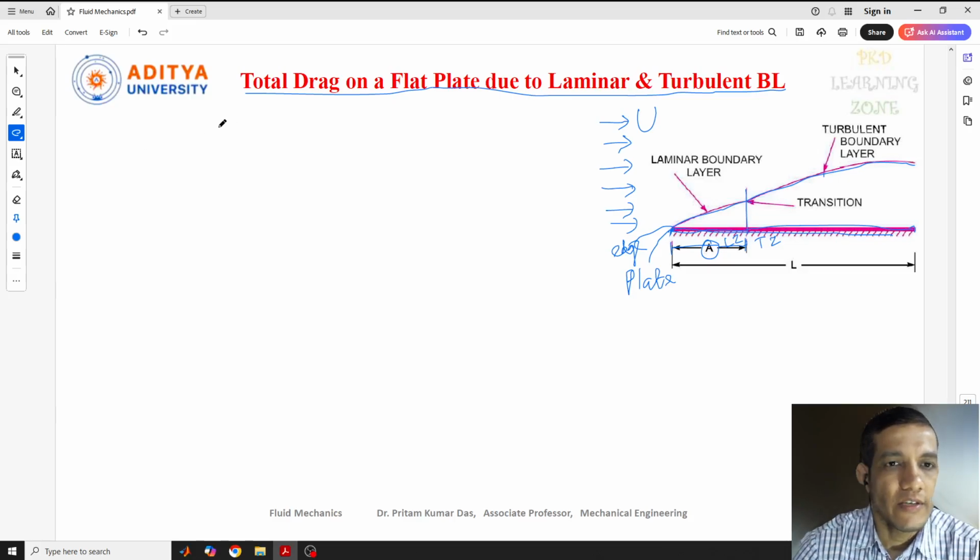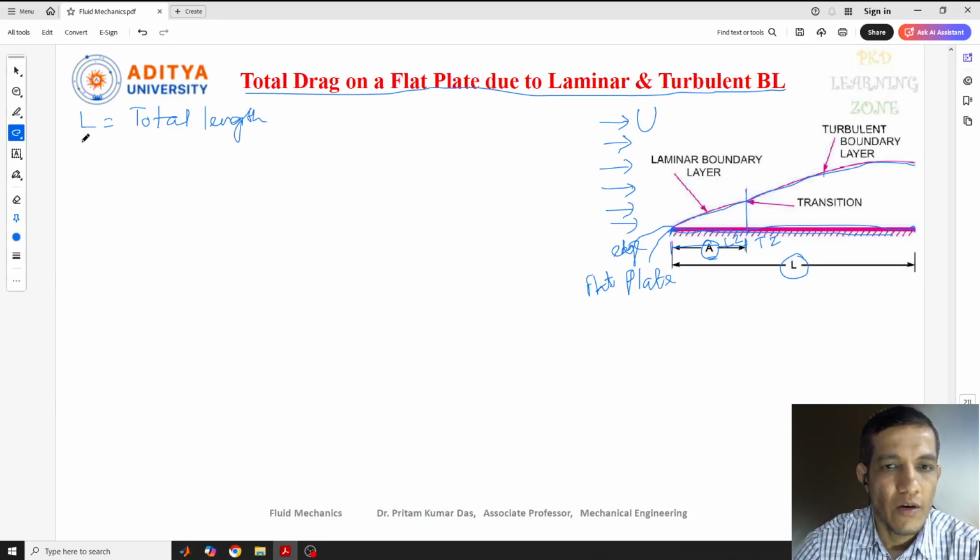Now the concept is, before calculating this, we need to consider a flow over a flat plate. So this is the flat plate that we have considered here. In the flat plate, as I told you, this is the length L and this is A, the laminar boundary layer distance from the leading edge. L is the total length of the plate, which I have written here.